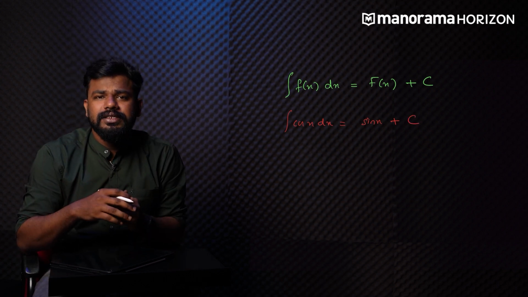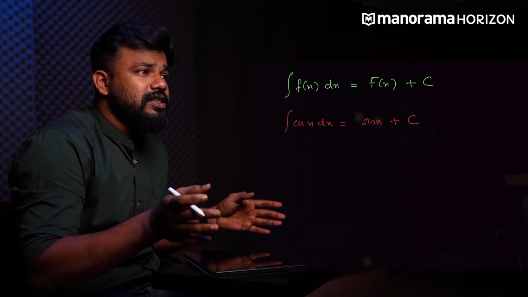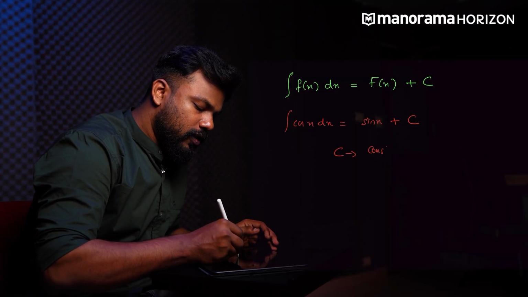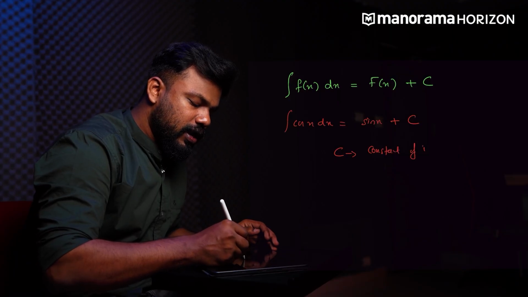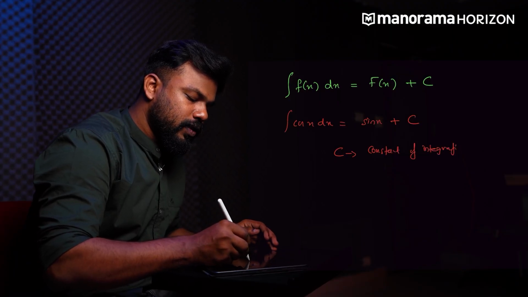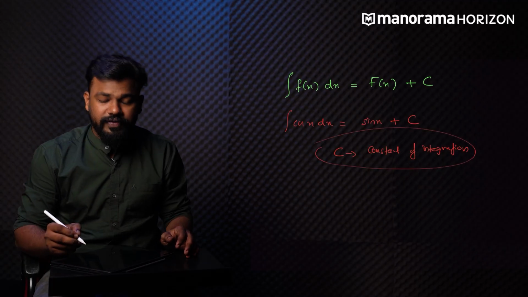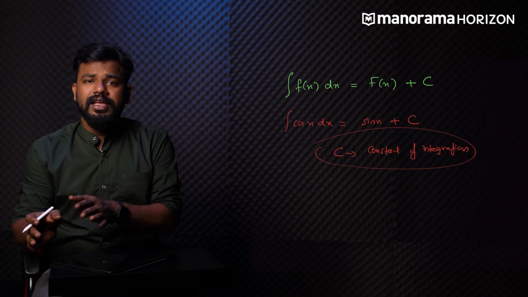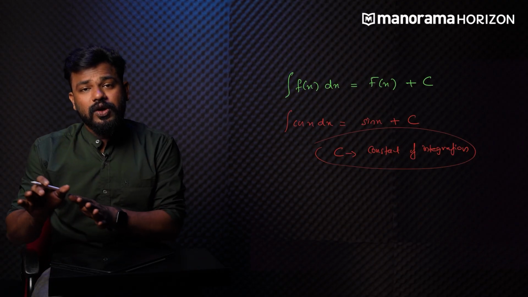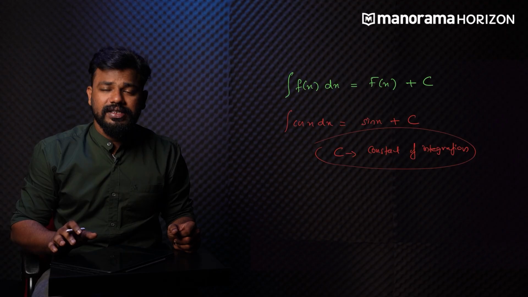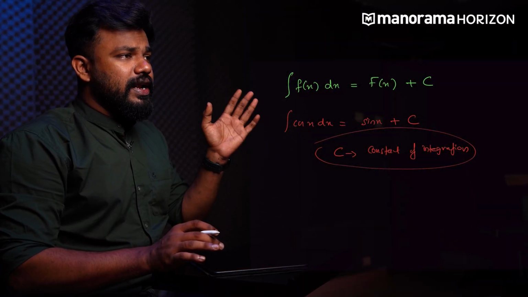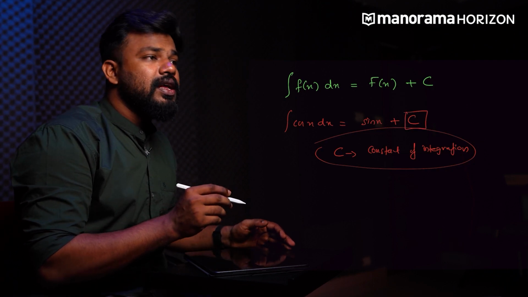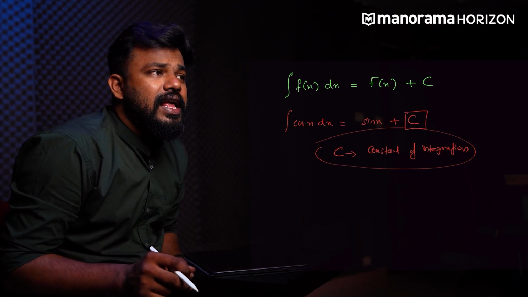So what is this capital C? It talks about the constant of integration. So this capital C is nothing but the constant of integration. Understood? This is very important when we talk about integrals. You cannot give the value of the integral by just writing integral cos x is equal to sin x. It does not give the final answer. To get the final answer, you have to write integral cos x dx is equal to sin x plus the constant of integration, that is c.